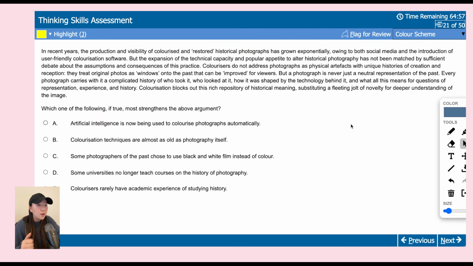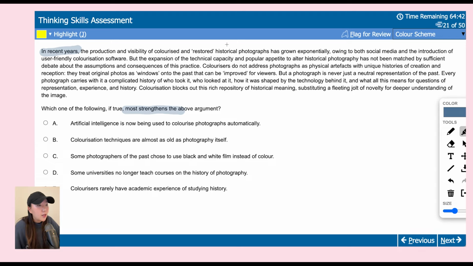These questions, strengthening the argument. So identify the conclusion first. Just going to have a read through. Again, I'm going to read it through in the way that I would recommend you guys do. So, in recent years, that's again introducing the topic.